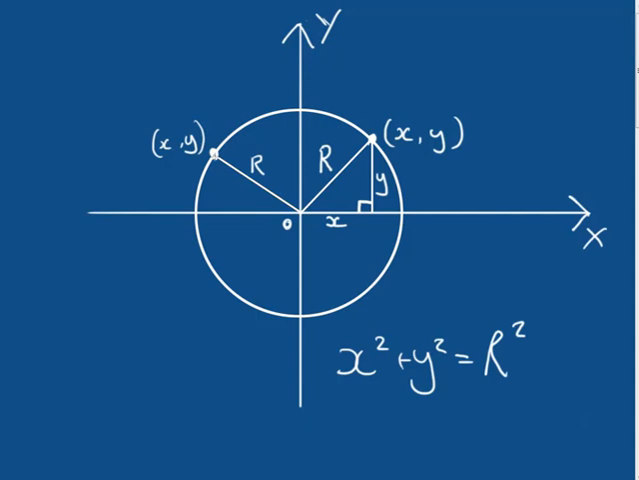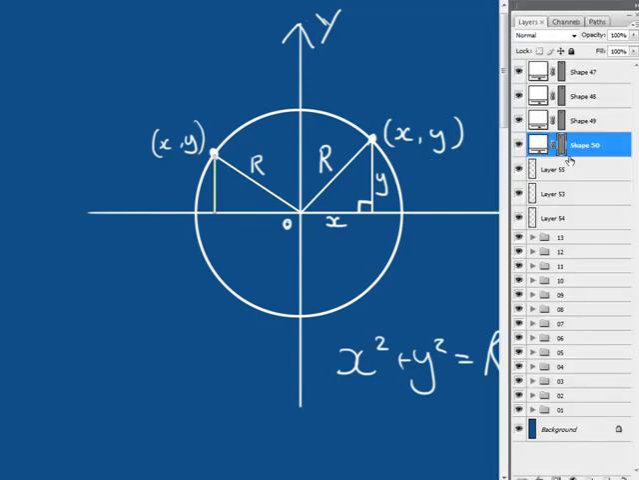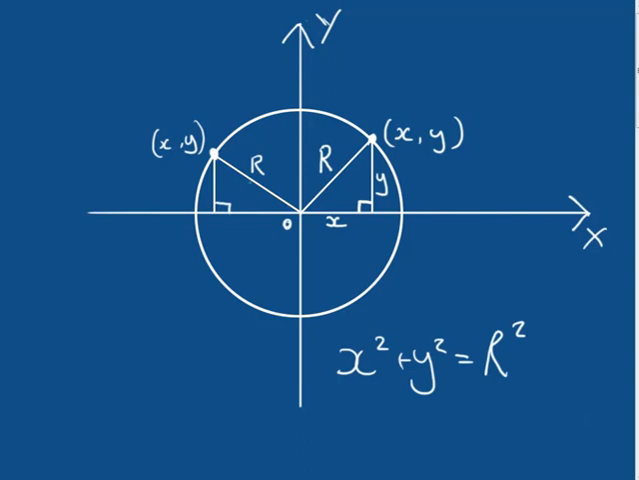And if we were to drop another line down parallel to y, a line parallel to x, we can form another right-angled triangle. This distance would still be x, this distance would still be y, and Pythagoras' theorem still holds. So no matter where in the circle we have our point, we always have this relationship of x squared plus y squared is equal to the radius squared.